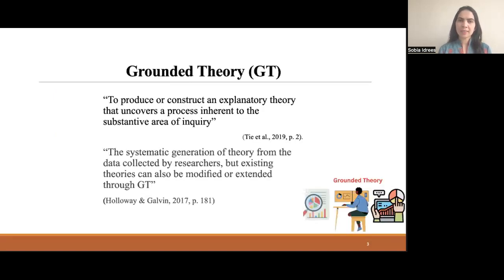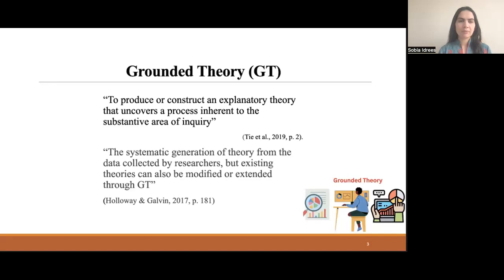So grounded theory, there are two definitions provided on this slide. The first one is to produce or construct an explanatory theory that uncovers a process inherent to the substantive area of inquiry. So you produce or generate a theory after collecting data, and then that theory that you develop is based on an area of inquiry. Depending on which area you are researching, that theory will be applicable to that area of inquiry.